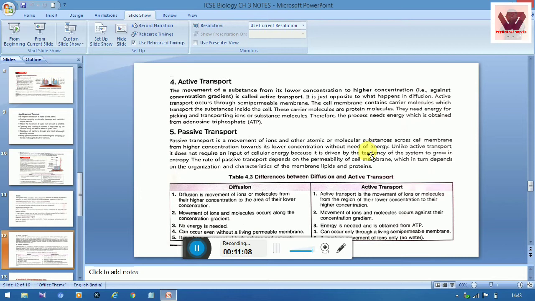Now we shall see the diffusion and active transport differences. What are the differences between diffusion and active transport? Diffusion is the movement of ions or molecules from their higher concentration to the area of their lower concentration. Active transport is the movement of ions and molecules from the region of their lower concentration to the higher concentration, right? Movement of ions and molecules occurs along the concentration gradient, right? Movement of the ions and molecules occurs against the concentration gradient.